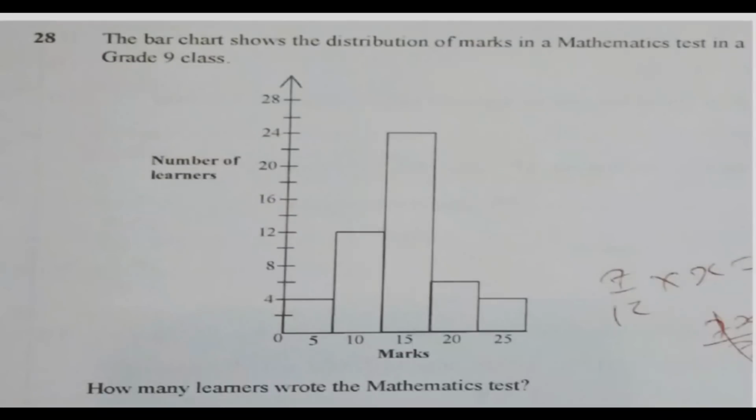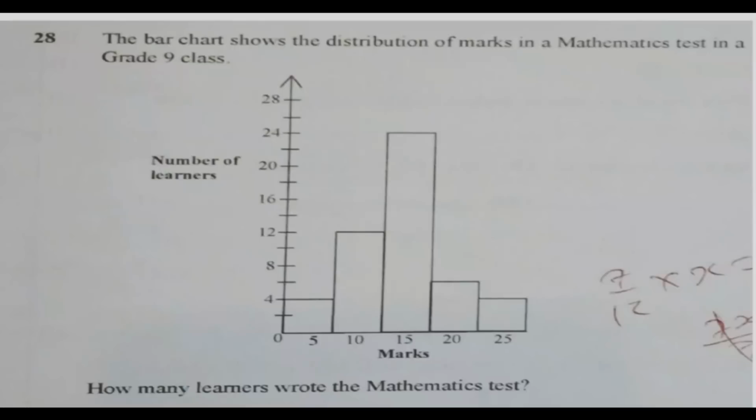Question 28 was as follows. The bar chart shows the distribution of marks in a mathematics test in a grade 9 class. Take time and study the bar chart. Pay attention to where the marks are and where the numbers of learners are. Those are the things you should observe. Once you have done that, take note of the readings on the bar chart, and then you can go to the actual question.